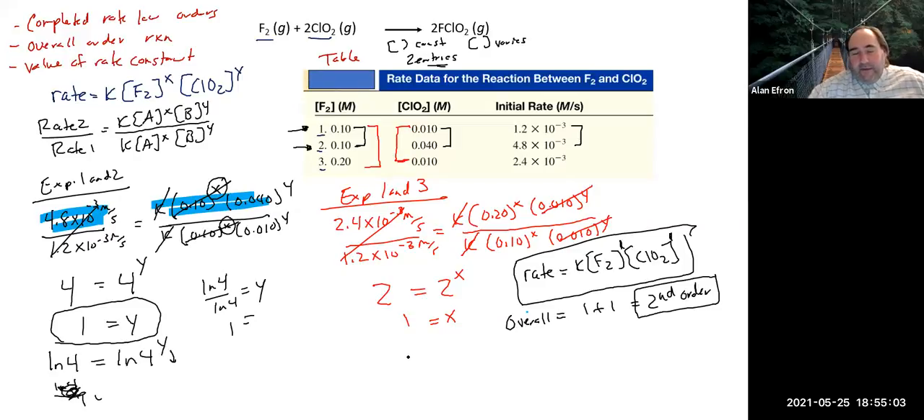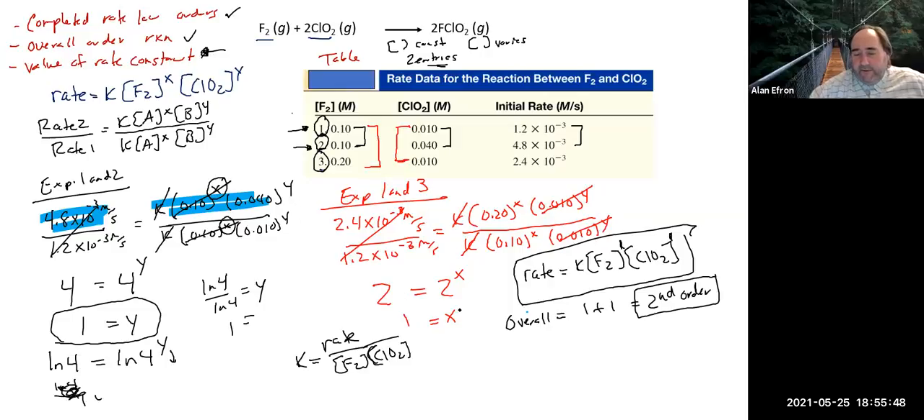Now, the last thing that we could do once we figured out the order is we can now figure out the actual value of the rate constant, K. So I could take my rate law and rearrange it and solve for K. K would equal the rate divided by F2 and ClO2. Now you may ask yourself, where can I get that information from? The answer is you could go to this table and you could choose any one you like. You could choose entry 1, entry 2, or entry 3 and use the numbers, and they all should come out the same because it's a rate constant.